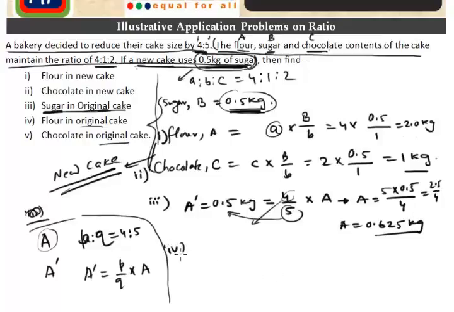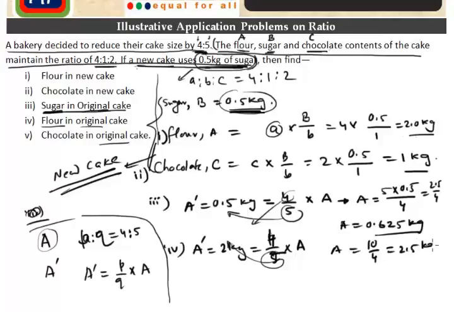Now for 4, same problem here for flour. So the new flour amount is 2 kilo. So the new amount A prime is 2 kilo. That is P division Q times A. Here actually in the previous part, A prime means new sugar, A means original sugar. Here A prime means new flour, which is 2 kilo. A will give us the original flour. So P by Q means actually 4 by 5. So if we multiply this 5 here, it will be 10 division by 4. So A will be 10 division 4, that is 2.5 kilo. So the original flour amount was 2.5 kilo.